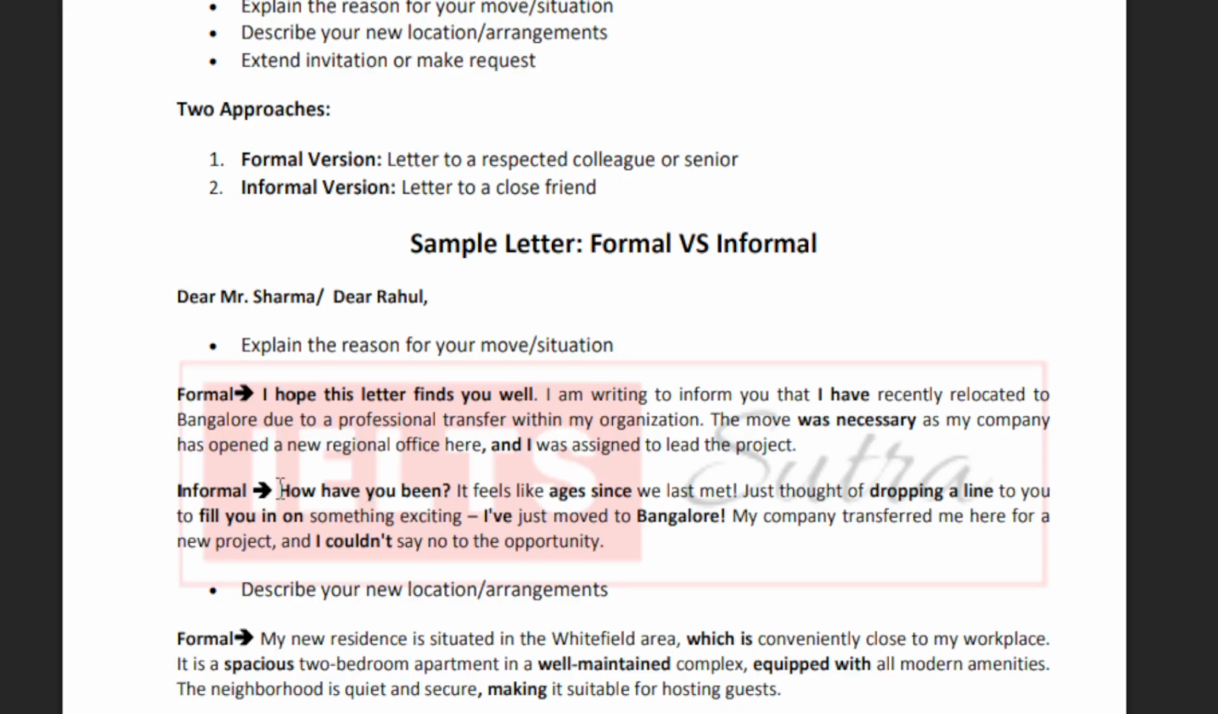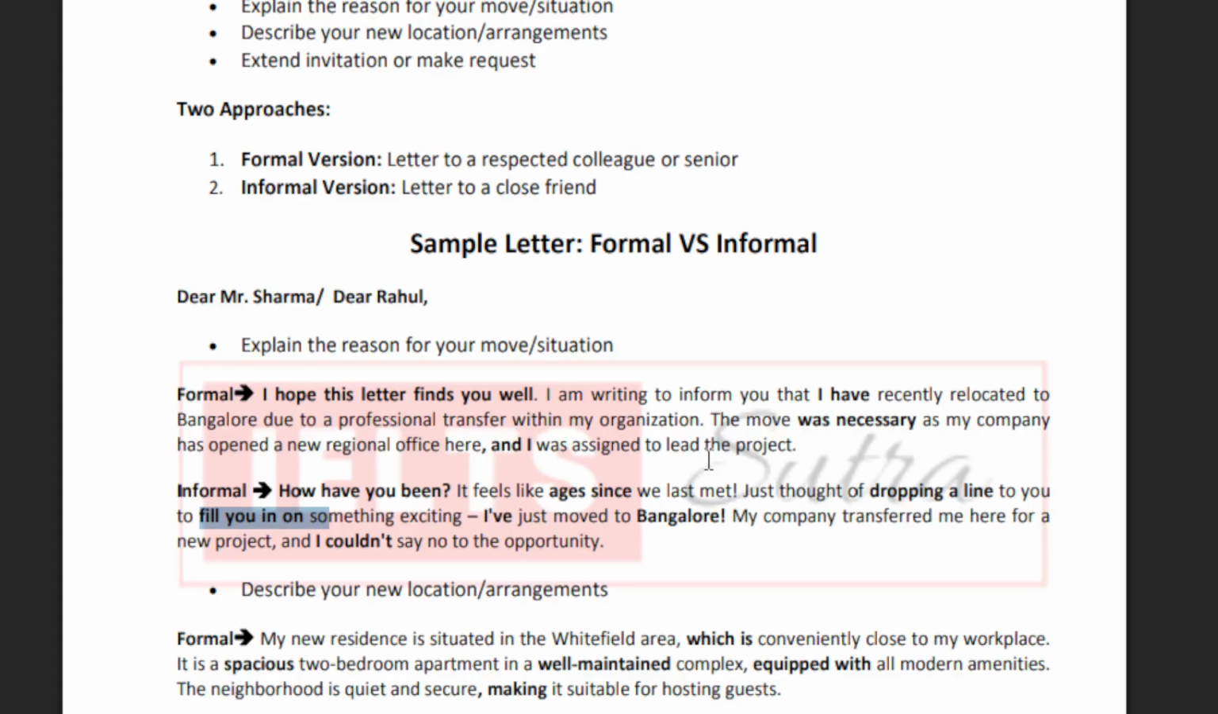On the other hand, if you write the same thing in case of informal letter, in an informal way, you would say, how you happy? Instead of I hope this letter finds you well, you can start like how you happy? So this is a very casual way of asking somebody how they feel. It feels like ages since we last met. Just thought of dropping a line to you to fill you in on something exciting. So see, here we are using phrasal verbs like expressions like dropping a line, which means to write letters to somebody, and fill you in on something. Instead of saying to let you know, to inform you, you are using fill you in on something.